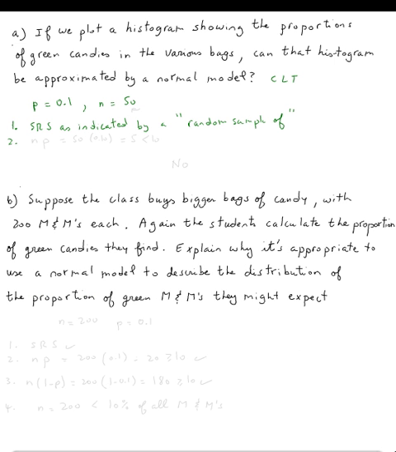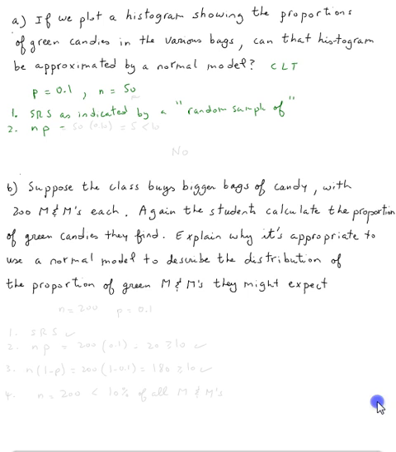All right, for condition two, we need to multiply n times p and see if it's bigger or equal than 10. What is n? N is the size of the sample, it's right there, 50. Yeah, it's 50 times 0.10. This is equal to 5. It's smaller than 10. It's not bigger or equal than 10. So the answer here will be no. Now we cannot approximate the histogram by a normal model.